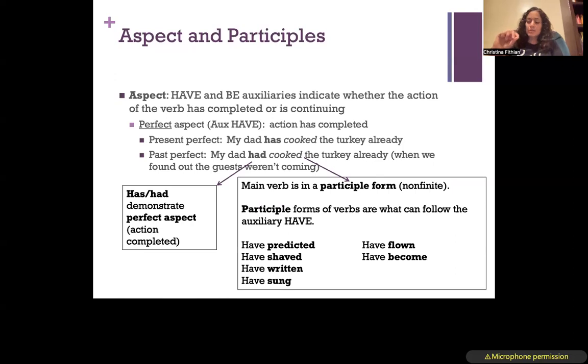Now, I'm being intentionally vague about the name of this type of participle for right now, because the name gets a little bit confusing to folks. So I'm just calling it a participle form. This is a non-finite form of the verb. It has no tense. The auxiliary verb, have, is carrying the tense. It looks kind of like past tense, but we know it does not have tense.